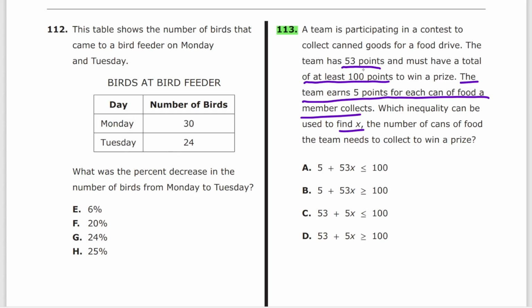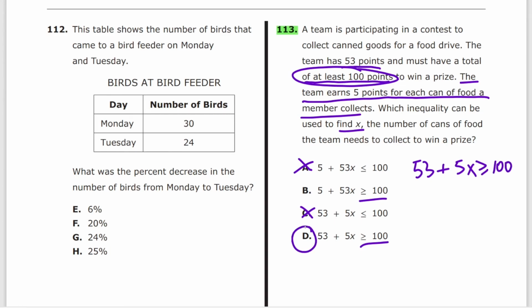So since we're looking for at least 100 points, we are looking into B, greater than or equal to 100, or D. C and A are out. What we have to do is you have 53 points already. Then you have 5 points for every single can, or whatever the x stands for, so plus 5x, and that has to be greater than or equal to 100. So that is going to be D. B is just wrong, because 53x makes no sense. 53 is the actual points.